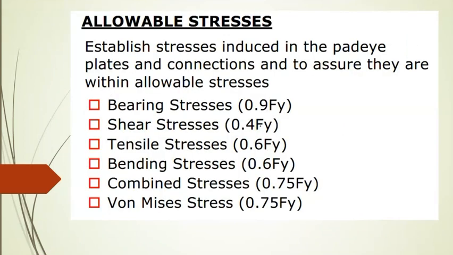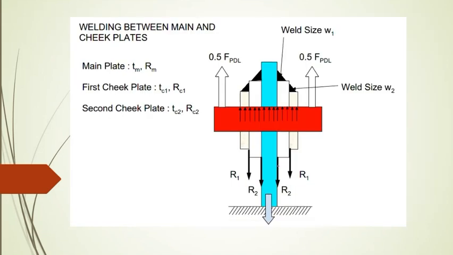Once we know all these things, for bearing stress we can take a level of 0.9, tensile shear stress 0.4, tensile 0.6, bending stress 0.6, combined stress 0.75, and one minus also 0.75. We can consider it conservatively. Next, the welding between the main and cheek plates.